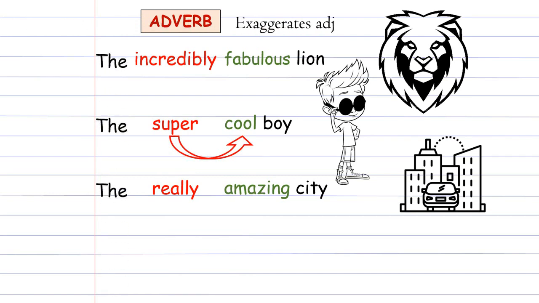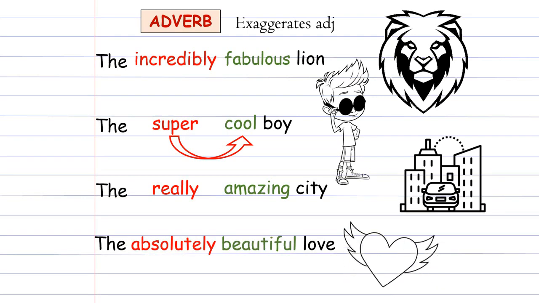For example, the absolutely beautiful love. Love is a noun, beautiful is the adjective, and absolutely is the adverb that modifies the adjective.